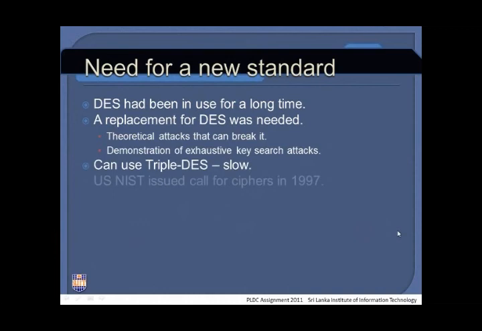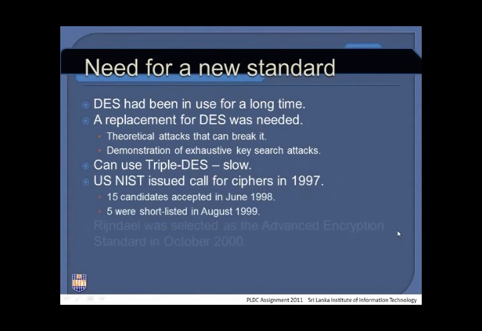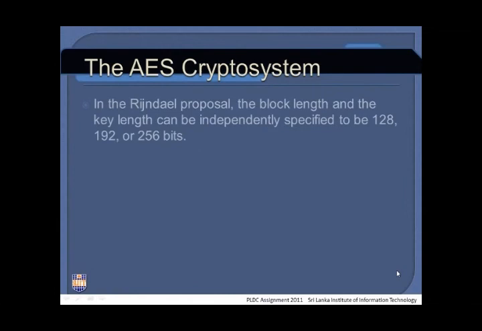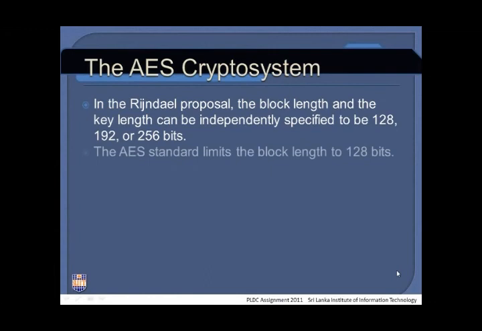In 1997, a US organization called NIST called out for ciphers. Out of 5 shortlisted competitors, Rijndael was selected as the most advanced encryption standard, the AES crypto system. In the Rijndael system, the block length and the key length can differ as 128, 192 or 256 bits. But the AES standard limited the block length to 128 bits.